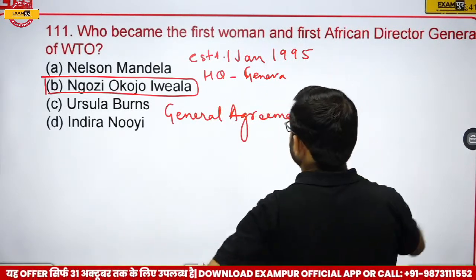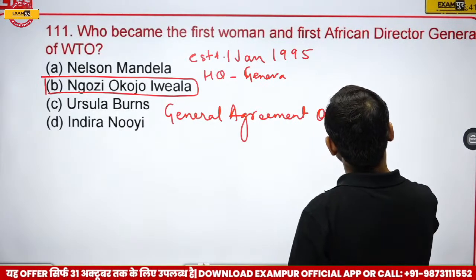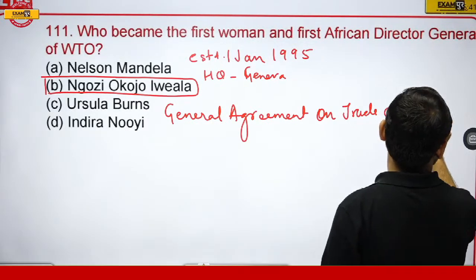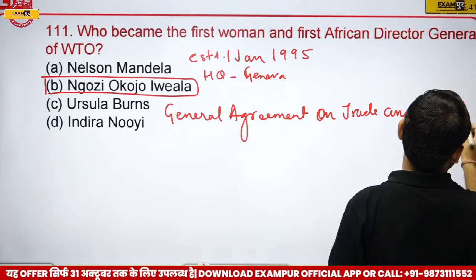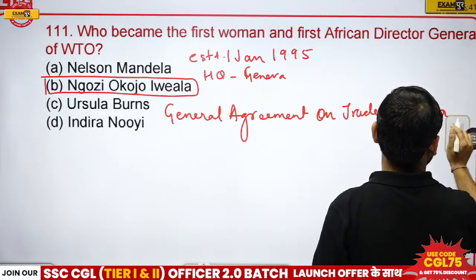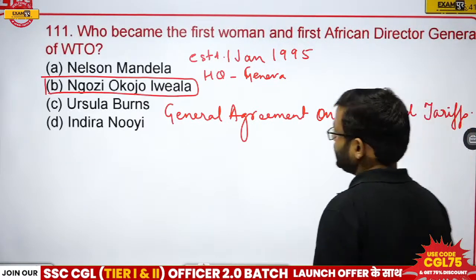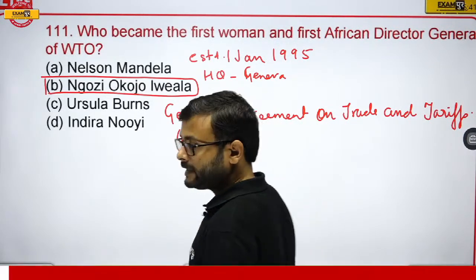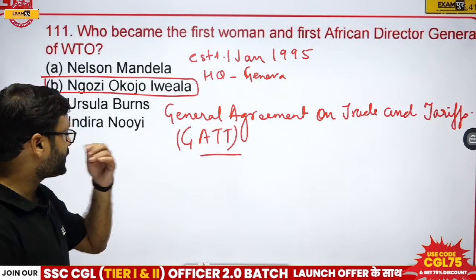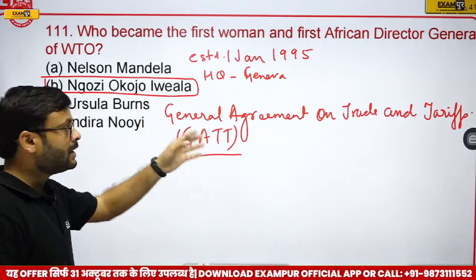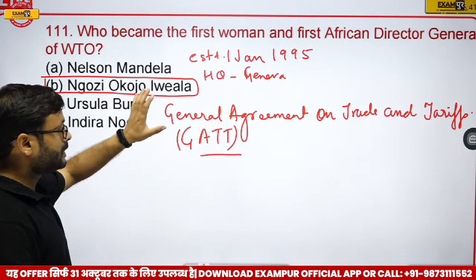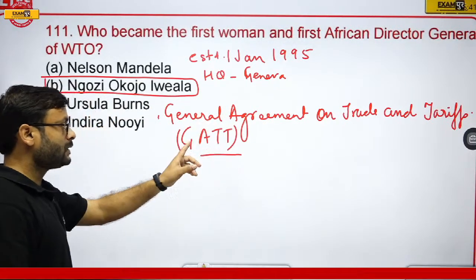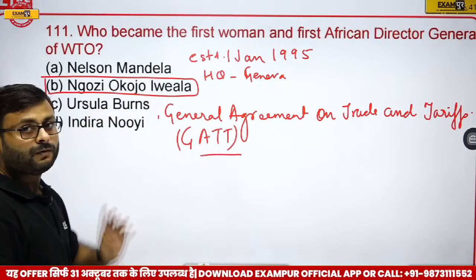Agreement on Trade and Tariffs. General Agreement on Trade and Tariffs, this is known as GATT. GATT is working as a predecessor of the World Trade Organization. When the WTO was established, the GATT was disbanded. So the successor of the GATT is the World Trade Organization.